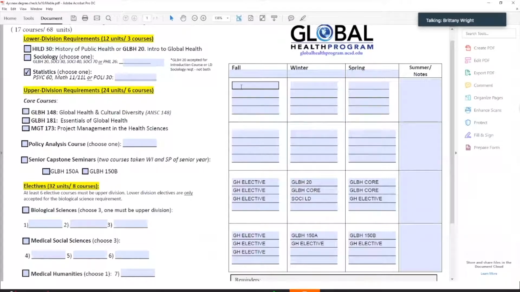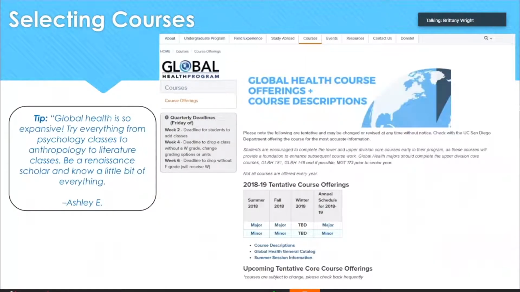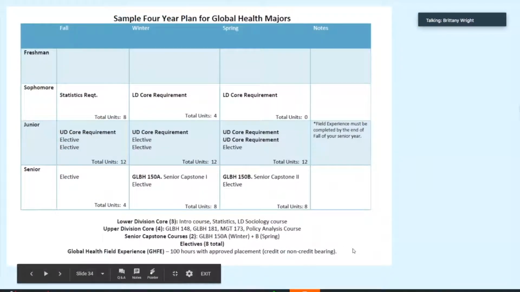And then if you're a freshman, you're going to be more taking your GEs for the first 2 years. You can take some lower division courses for global health, but you're going to be mostly focusing on those upper divisions in your junior and senior year. So you will want to take mostly your GEs for your first year. And then if you can fit in your major requirements, but it's not necessary.